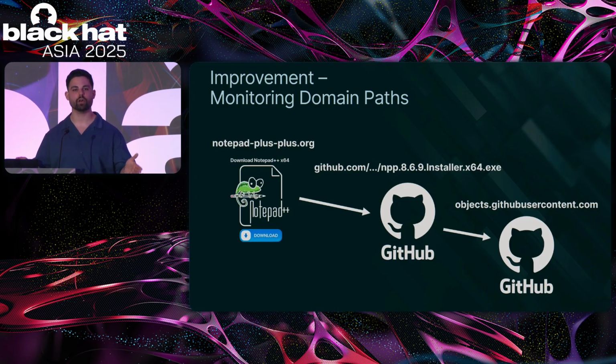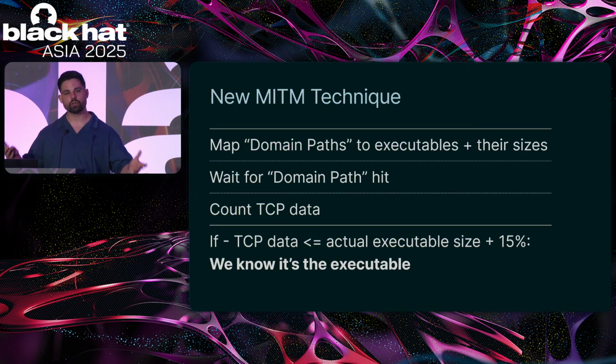So we need to follow all the domains. To conclude, this is how we defined the new man-in-the-middle technique. We start by creating a mapping between domain paths to executables that match these domain paths and their sizes, the sizes of the executables. Then we wait until the victim hits a certain domain path in a limited time frame, and we start counting the downloaded data. Finally, based on the downloaded size, we deduce the name of the executable or the installer that was downloaded.